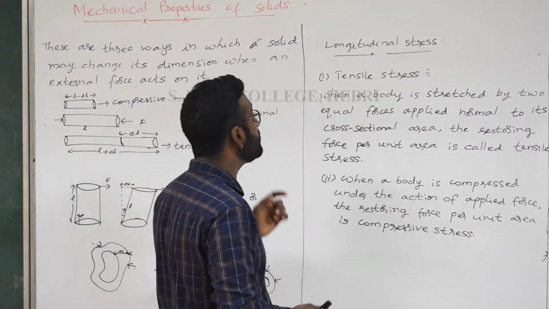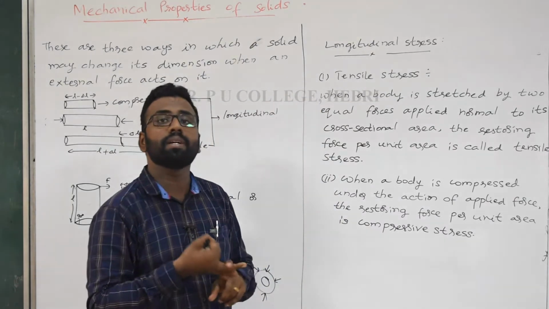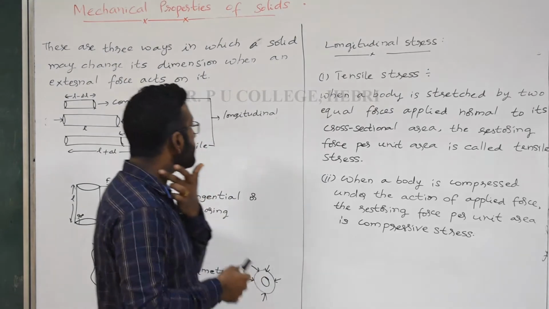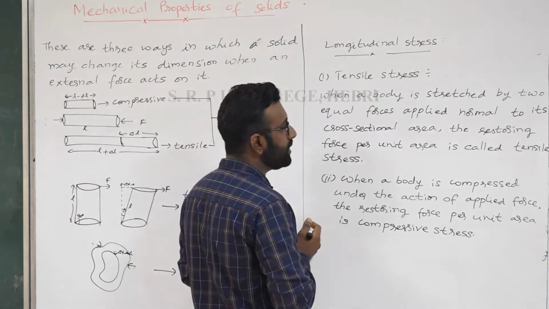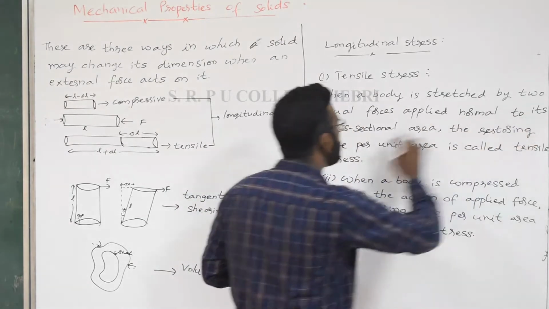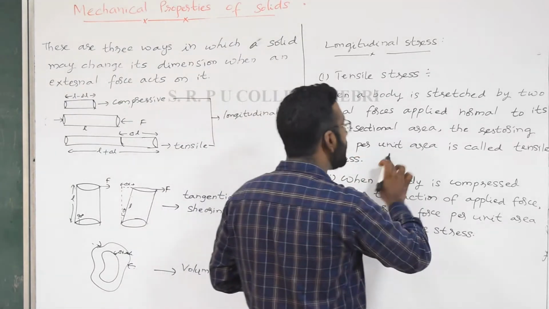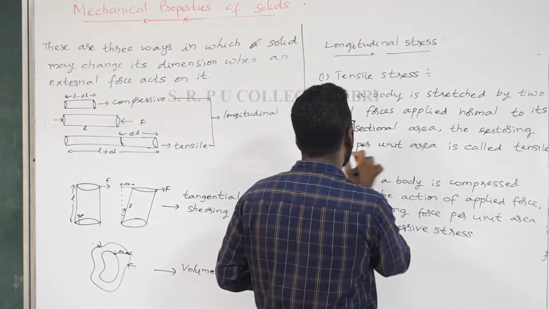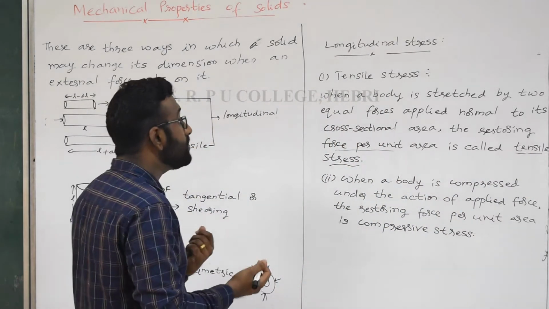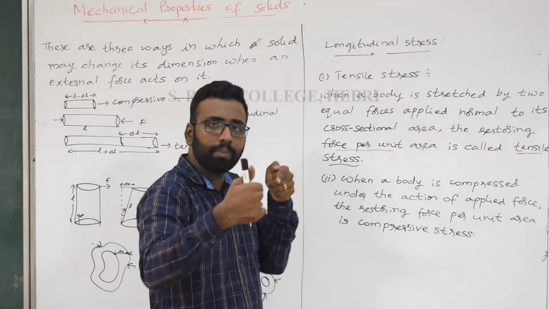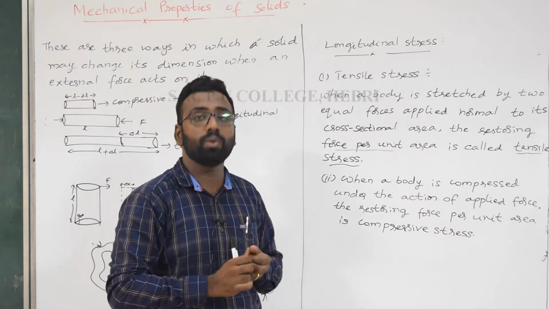Longitudinal stress has two types: the first one is tensile stress, another one is compressive stress. What is tensile stress? You have already seen this. When a body is stretched by two equal forces applied normal to its cross-sectional area, the restoring force developed per unit area is known as tensile stress. Remember, stress is not the force you are applying; it is the force developed inside to restore the original position.